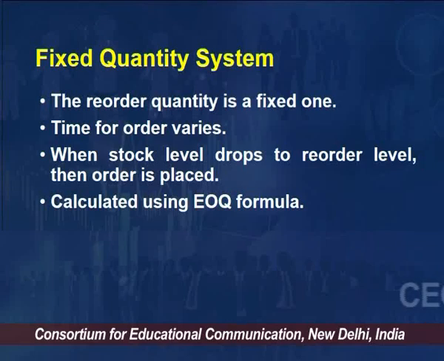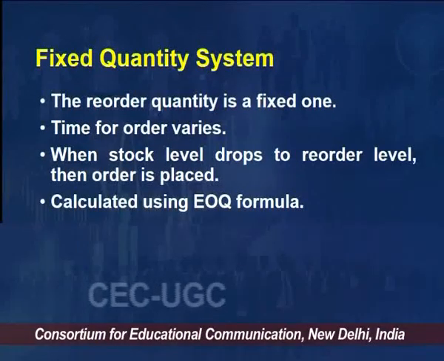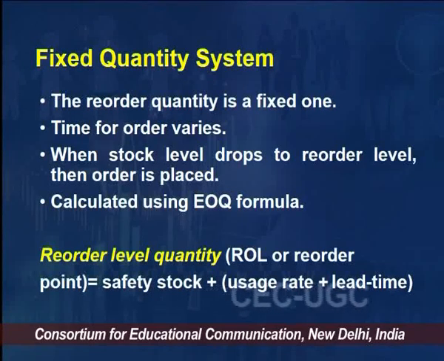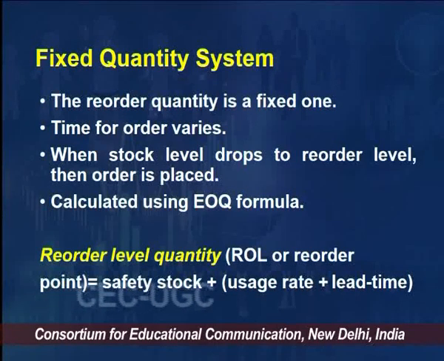And we say when stock level drops to a reorder level, then we place a new order. So we calculate this using the EOQ formula. So we can say what is the reorder level quantity. It is your safety stock plus your usage rate times your lead time. That means what is your safety stock and what is the rate at which you consume the item and what is the time. Lead time is the time from the point you order the material and the point you receive the material. That is the lead time.